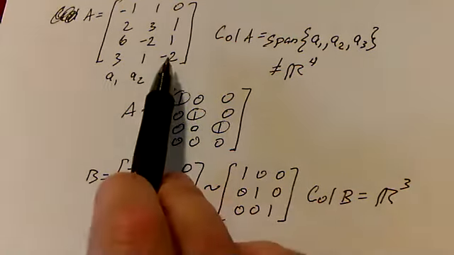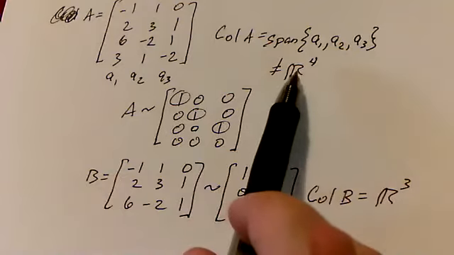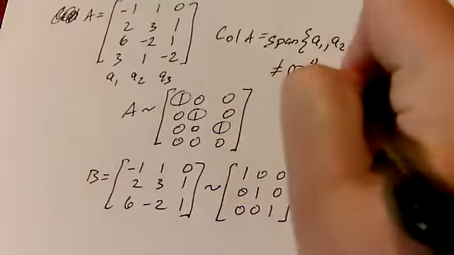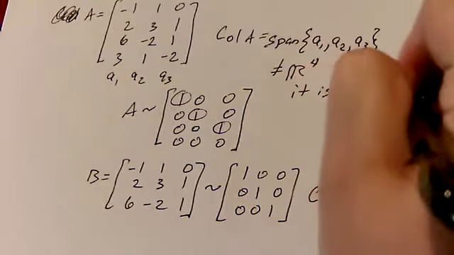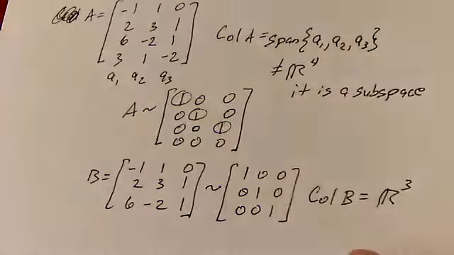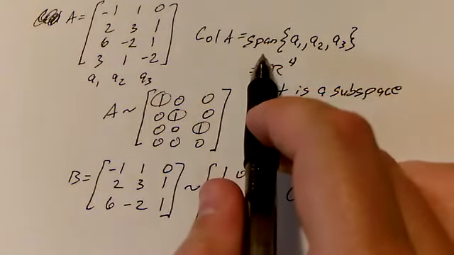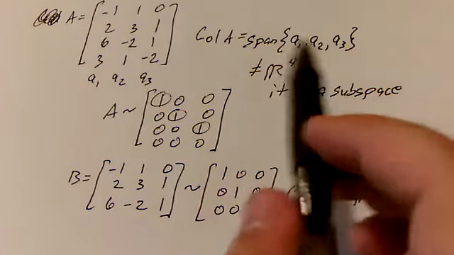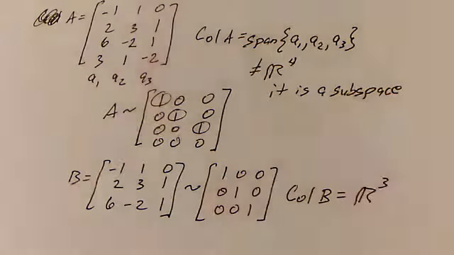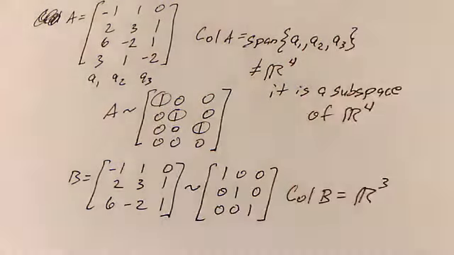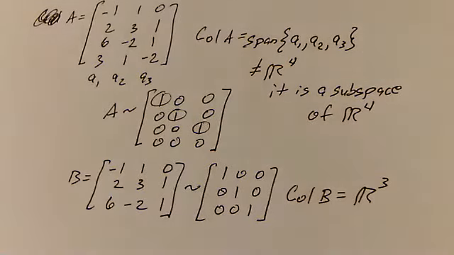Now, in my matrix A, while it was not all of R4, it is a subspace. We know it's a subspace because it has the 0 vector included. We always have the trivial solution. We know that linear combinations are there because it's a span. And if I have linear combinations and the 0 vector, I know I am a subspace. So the column space of A is a part of R4, but it's not all of R4.